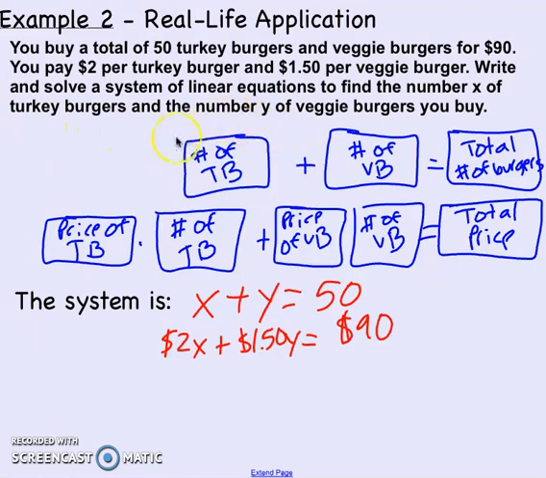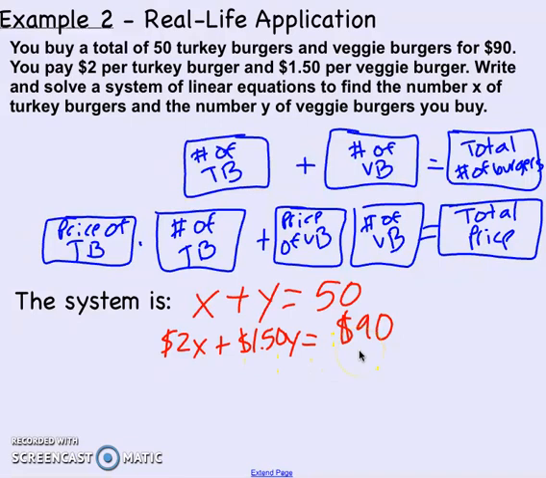So I started with some verbal models. Here's my first equation: the number of turkey burgers plus the number of veggie burgers, when I add them together, will give me the total number of burgers. My second equation is about the price. Whatever the price of a turkey burger is times the number of turkey burgers, plus the price of a veggie burger times the number of veggie burgers, will give me the total price. When I take that verbal model and replace it with numbers and variables, here's the system that I have. x plus y equals 50. This is the turkey burgers plus the veggie burgers. And down here I have $2 times x plus $1.50 times y equals $90.